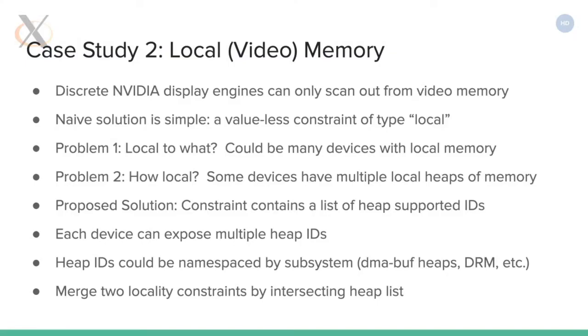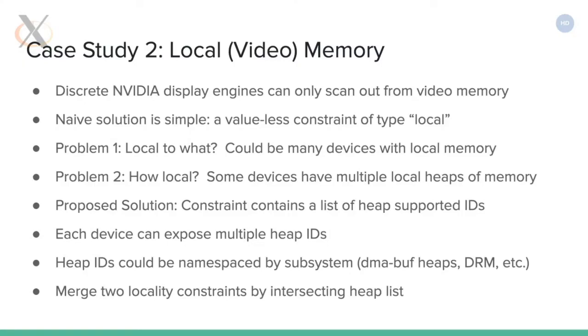So our solution is to add a new constraint, which is a heap constraint. Inside the heap constraint, you have a list of possible heap IDs. So the driver can say, I want the buffer to be allocated in heap A or heap B, and that's a constraint. Each device can expose multiple heap IDs, so a GPU can have local video memory and another type of local memory.